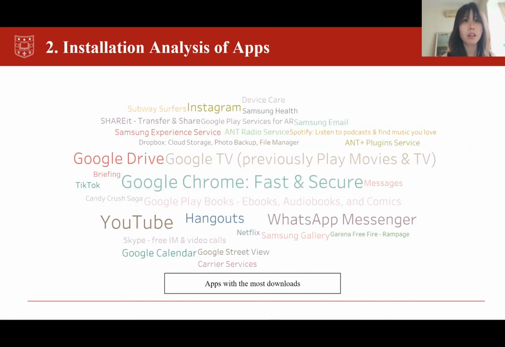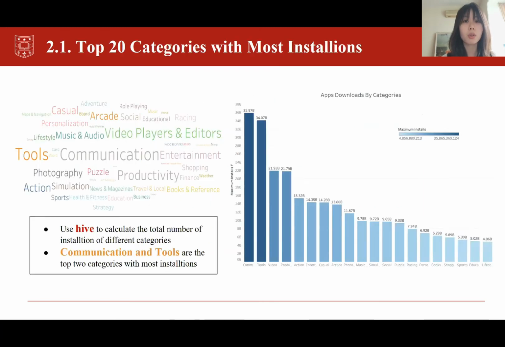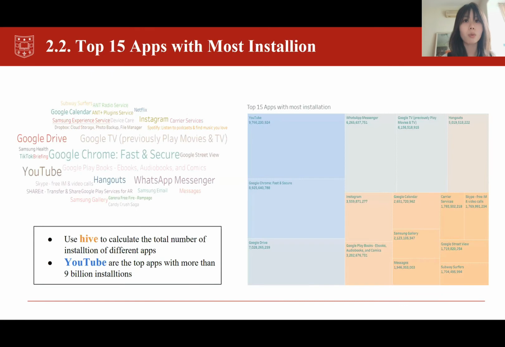The second part is installation analysis of apps. First, we use Hive to calculate the total number of installations of different categories. Then we found that communications and tools are the top 2 categories with most installations. Then we use Hive to calculate the top 15 apps with most installations. We can find that the YouTube app is the top app with not more than 9 billion installations.